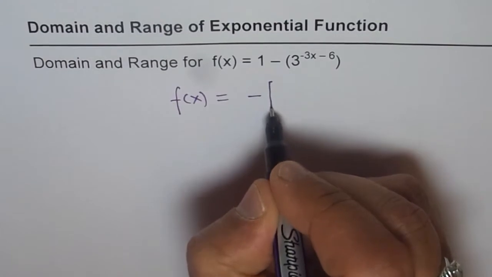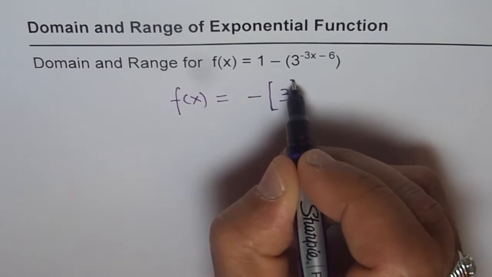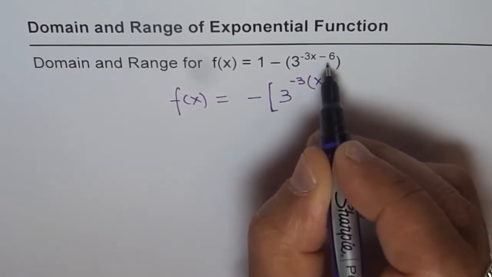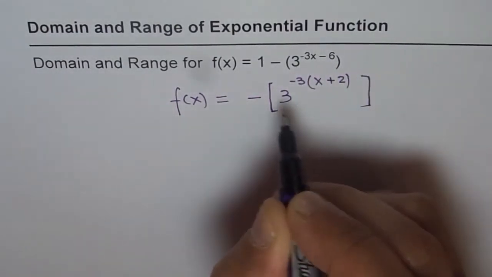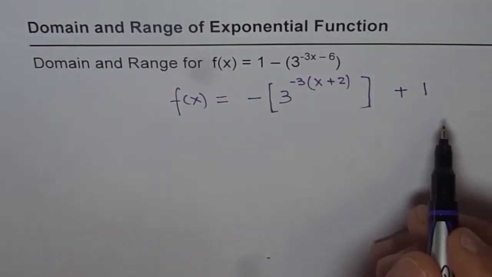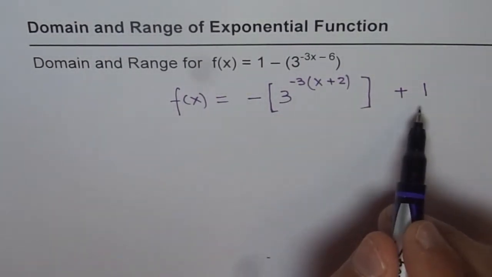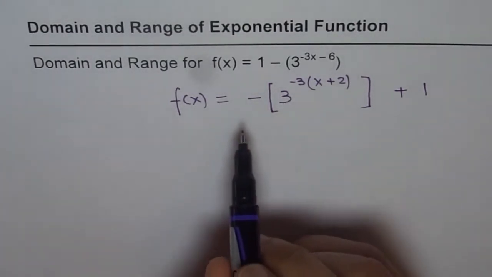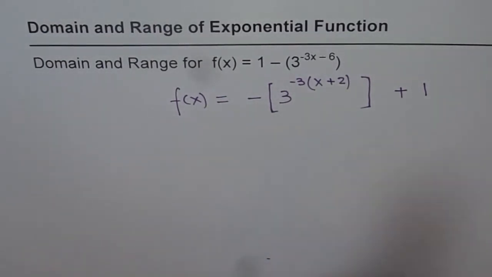I'm rearranging it and writing this as 3 to the power of, and I'll factor out minus 3. When you factor out minus 3, you get x here, and minus 6 divided by minus 3 gives you plus 2. So that is the function, and plus 1 I'm going to write here. The reason is that when you do transformations, it is better to do multiplications before addition and subtraction. So we rearranged it, and now if I do operations from left to right, I'll follow a proper sequence. That's the whole idea.